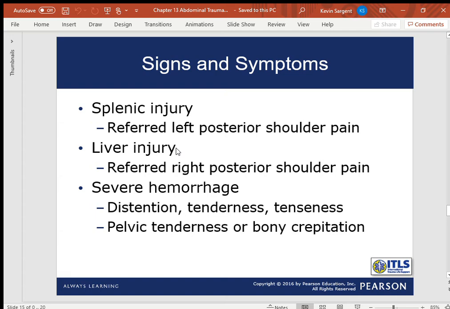A liver injury tends to refer or direct pain to the right posterior shoulder. You can get severe hemorrhage of both of them. The bellies will get distended, will get tender, rigid. The belly will get taut. Pelvic tenderness or bony crepitation. Crepitation means you feel bones rubbing together.